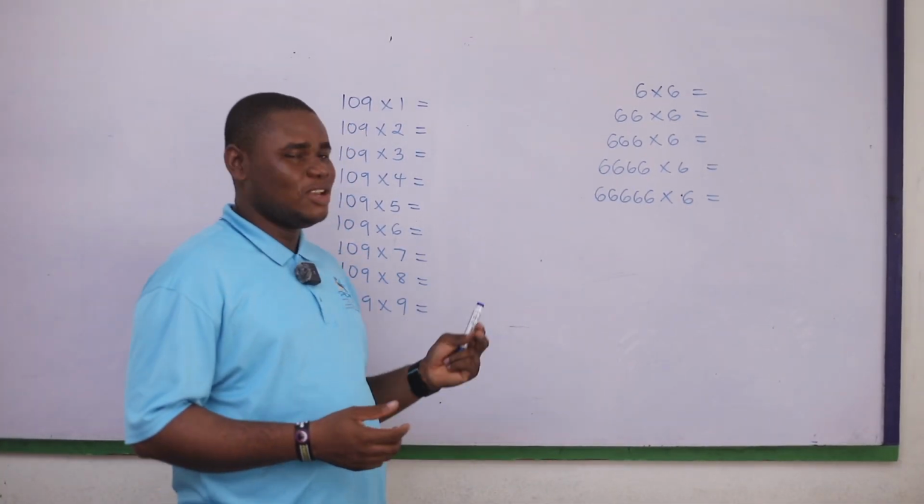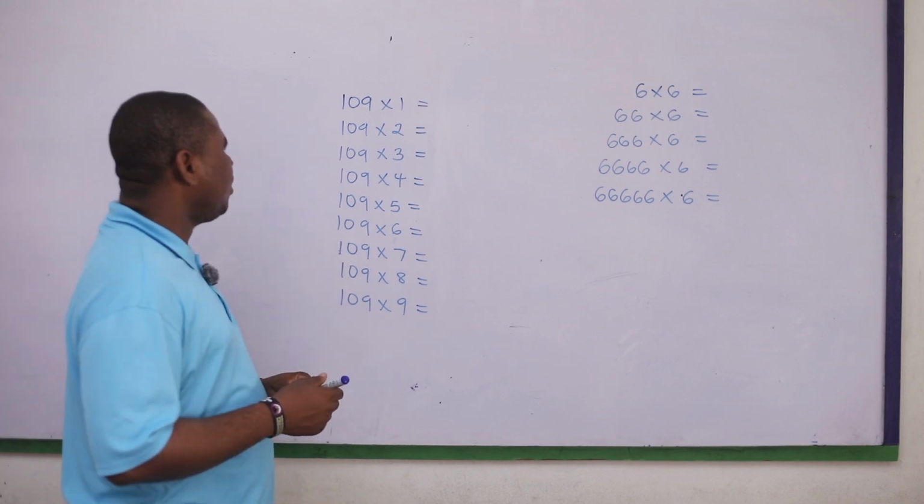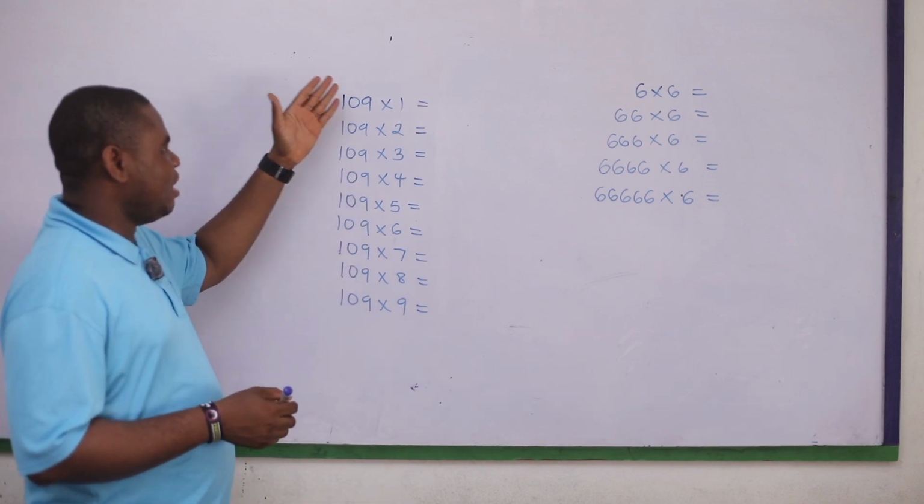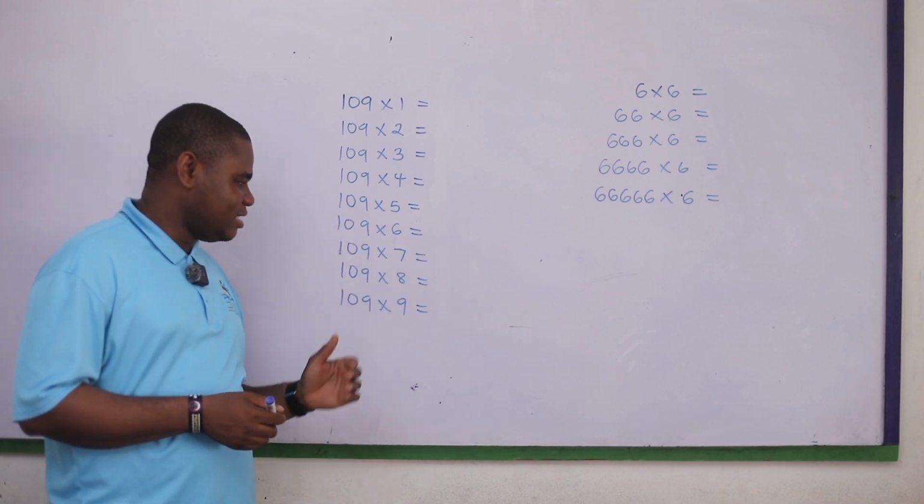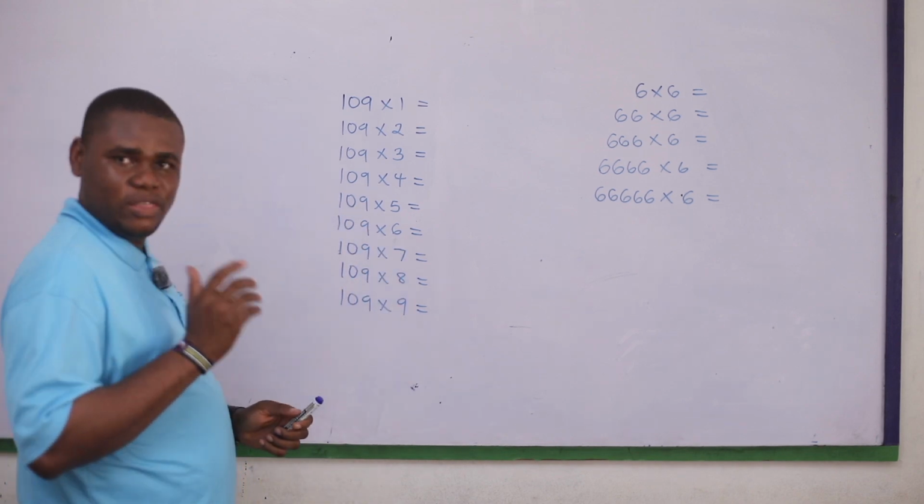Today I'm going to show you some tricks in mathematics. And look at this now, we have 109 times 1 times 2 times 3 times 4 times 5, 6, 7, 8, 9. I'm going to show you a short way in doing this.